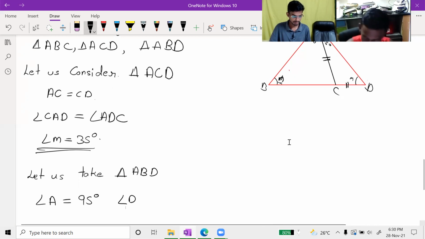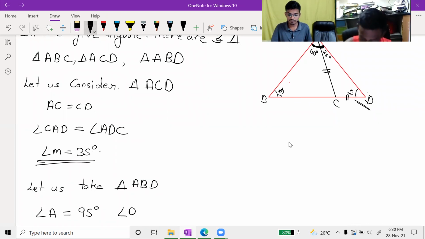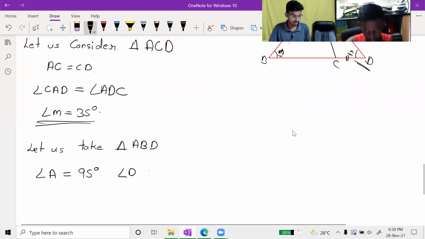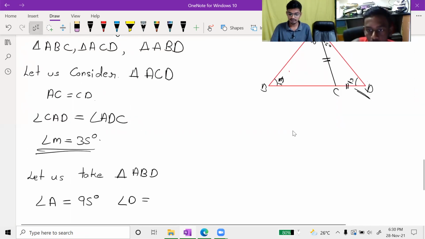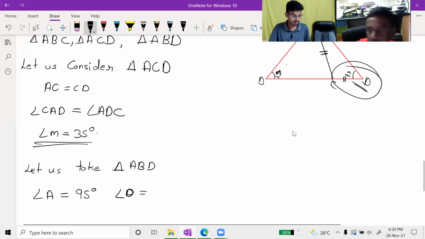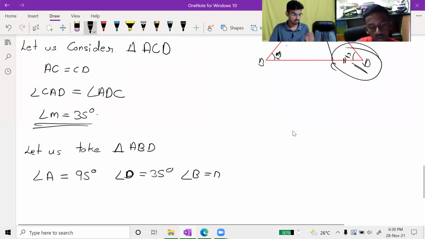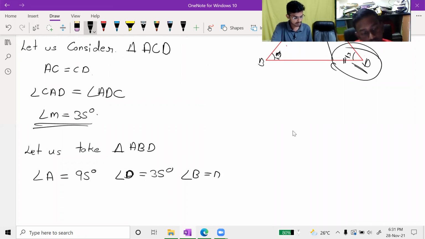Angle B is equal to N. Angle D, beta. What is the value of angle M? Angle M is equal to 35 degree. So angle D will also become 35, na? Same, na? Yes, sir. So angle D will be 35 degree. And what is angle B, beta? Angle B is N. Now tell me, what will be the total of these three?